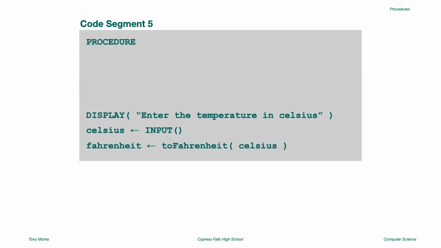By first typing the word procedure. This is how we indicate that we're getting ready to create a procedure. We then type the name we want to give that procedure, which in this case is toFahrenheit. Then inside of a pair of parentheses, we type the parameters for that procedure.